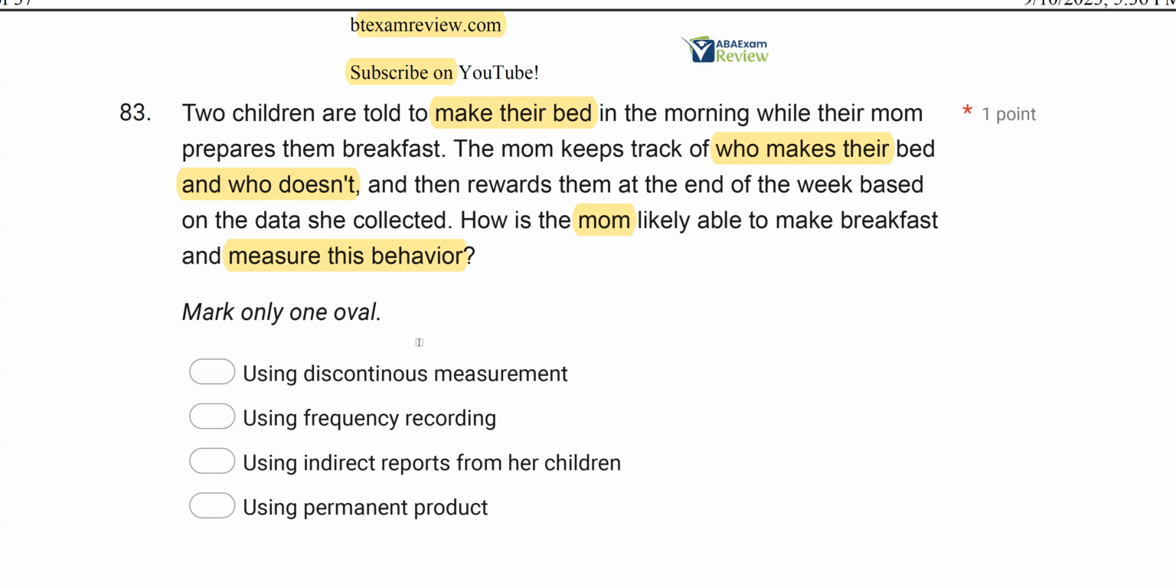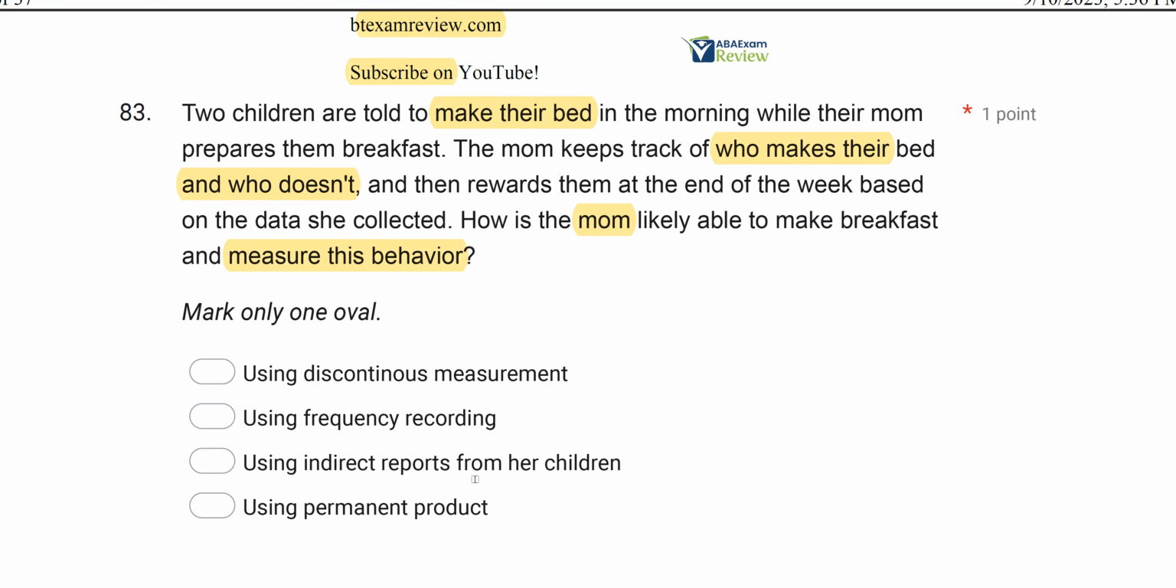What about B, frequency recording? Well, frequency recording is continuous measurement. And with continuous measurement, you have to be there throughout the entire behavior. That's the whole point of continuous recording or continuous measurement, is we are recording every single instance of behavior. So the mom is not going to be able to do both.